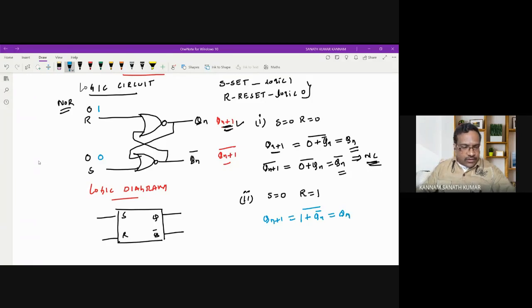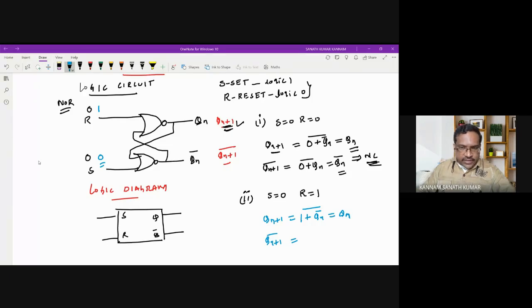Suppose I calculate Qn plus 1 whole bar, the next state. What is the input? Basically S is 0 and R is 1. So Qn plus 1 equal to what you got? Qn. So that is R and Qn bar. So you see from this side, what are you getting?